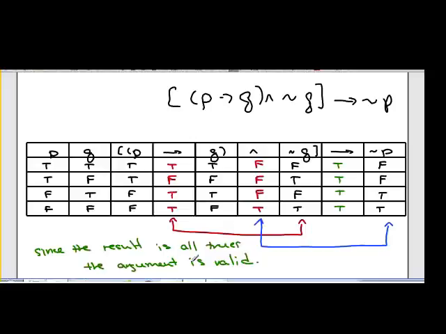Anybody got any questions about any of that stuff? Yes. Yeah, the conditional, which is this is a conditional and this is a conditional. And it's only false if the first one is true and the second one is false. So you can see in this case we have a true on the left-hand side and a false on the right-hand side. So that was the only one that ended up being false.